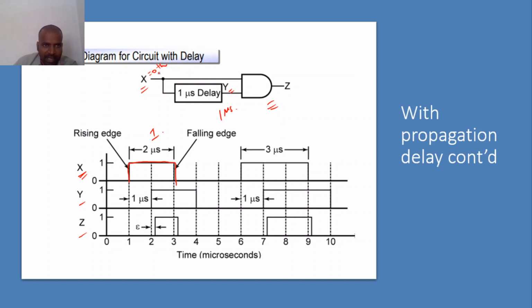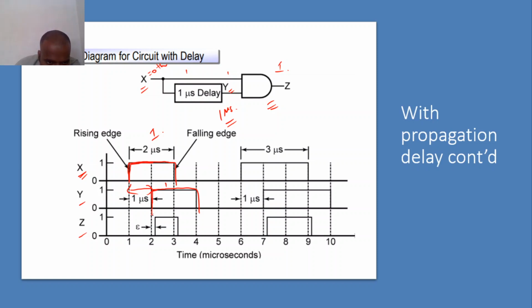So now I have applied X. When I apply X, after 1 microsecond time delay only the Y value will be applied. See, this is a 1 microsecond time delay. Then I'm going to apply the Y value. Now this is an AND gate. Now both are 1, 1, so Z should be 1. But the Z output also will come after this 1 microsecond delay only. See, this is 1 and this is also changed into 1.